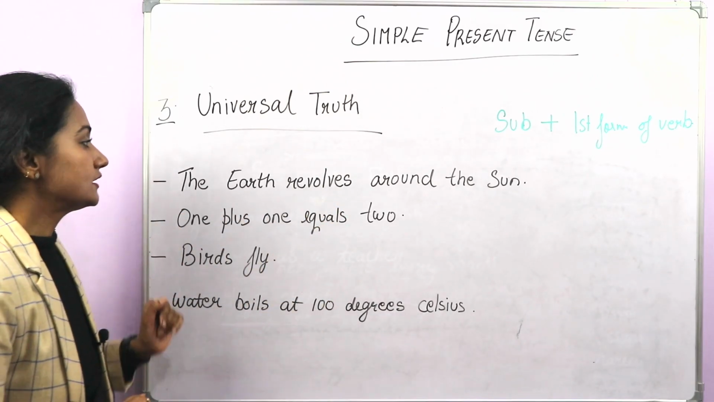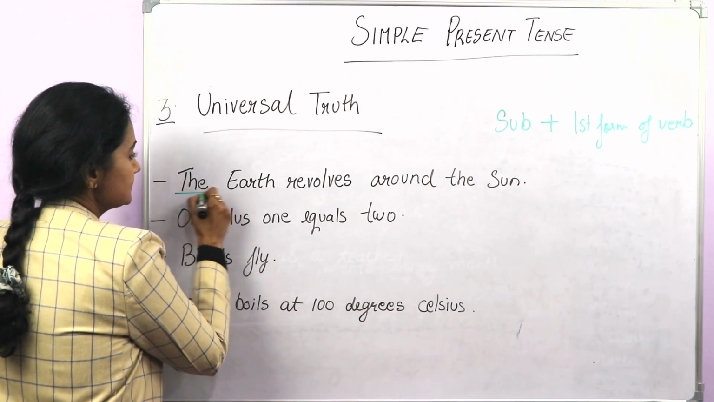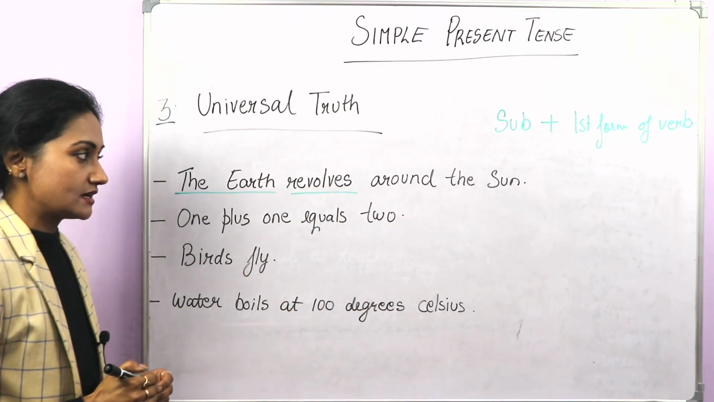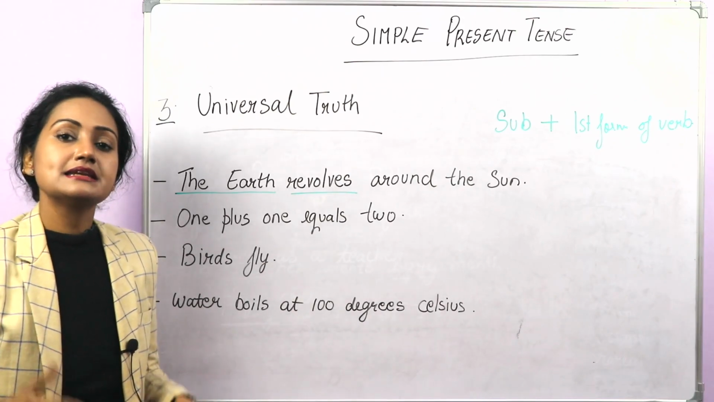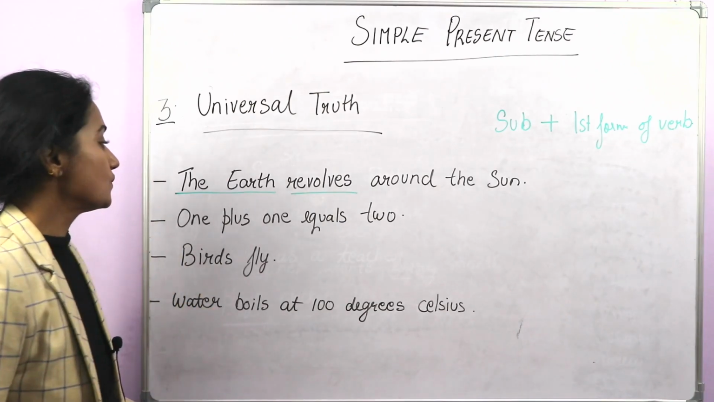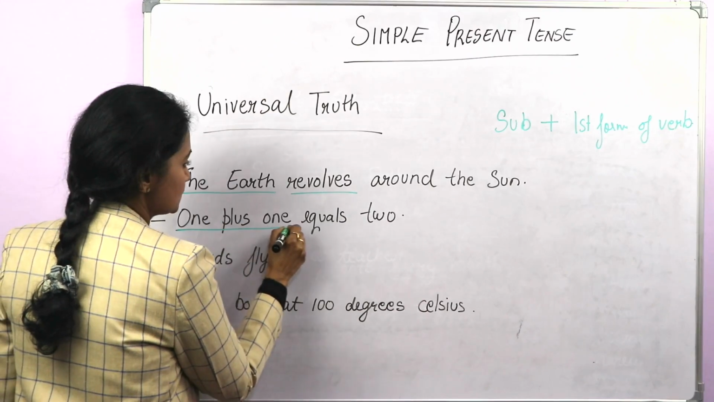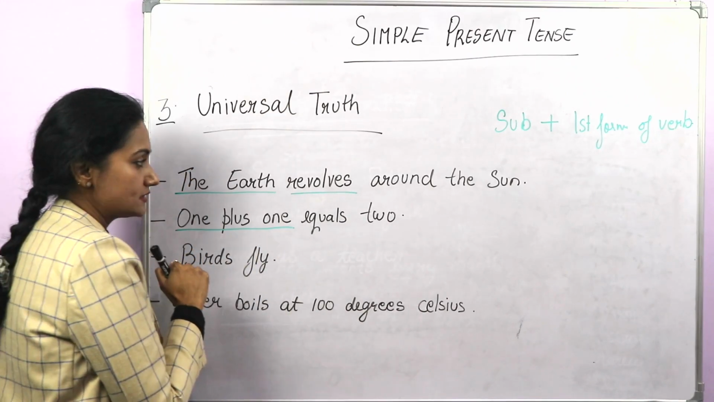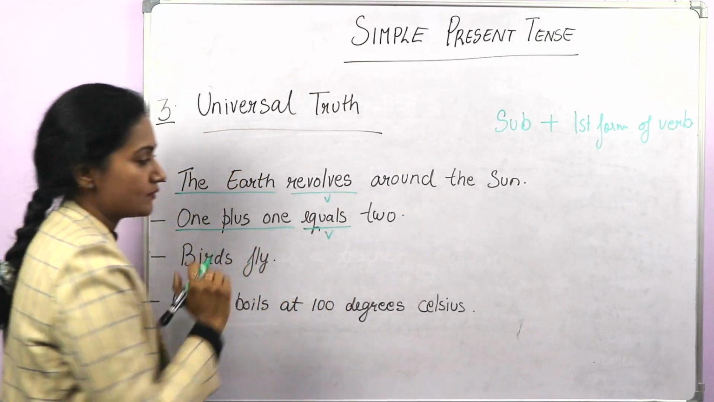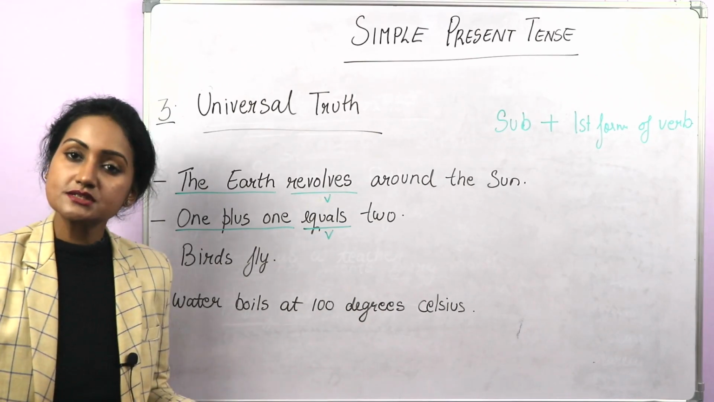Okay, so the earth revolves around the sun. So the subject is the earth, and then first form of the verb, the earth revolves around the sun. So this is a permanent situation and everyone knows about it. This is not going to change. Second, 1 plus 1 equals 2. So 1 plus 1 is the subject, and then equals is the verb, first form of the verb. Then again 1 plus 1 equals 2. This is a truth, universal truth.